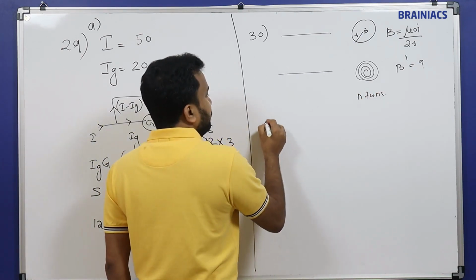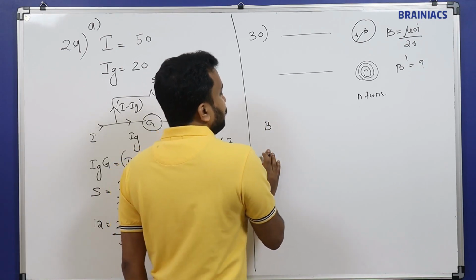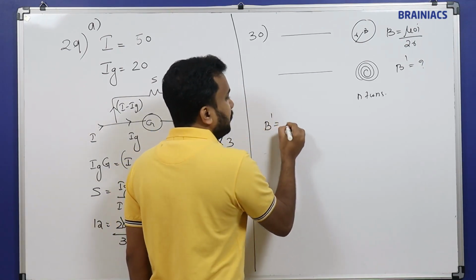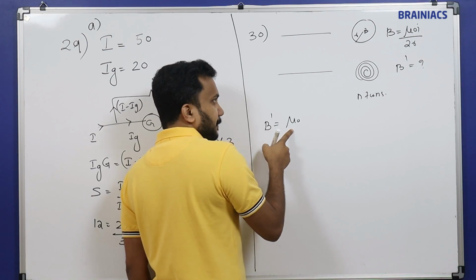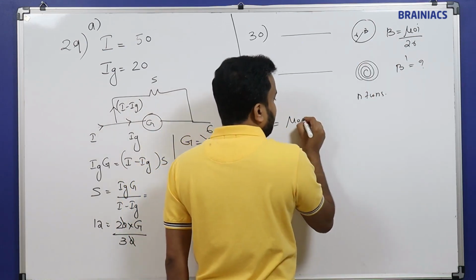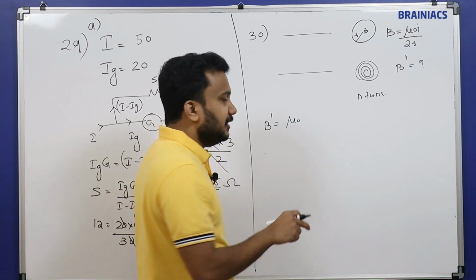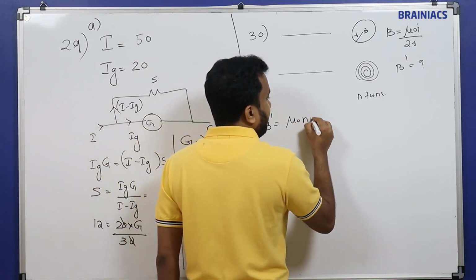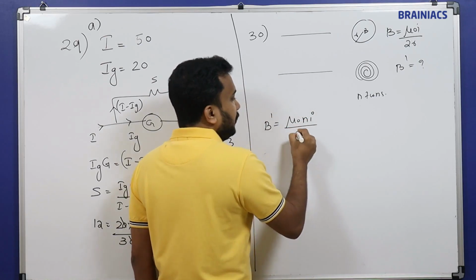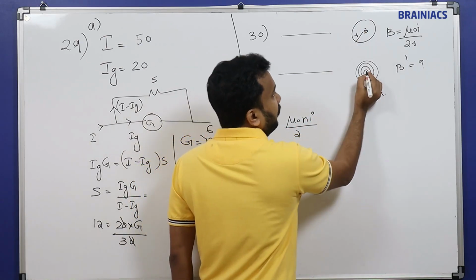Now we'll come to these equations. So the general equation: B dash will be equal to mu 0, it is the same, then I, where I is the current in 1 turn of the coil. If there are n turns, it becomes N I divided by 2 R. R is not the original radius.